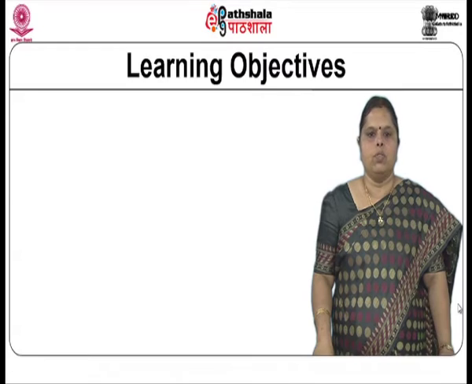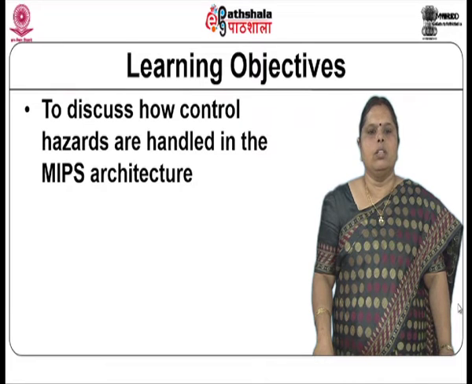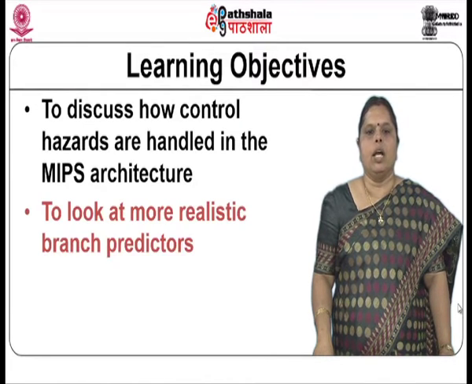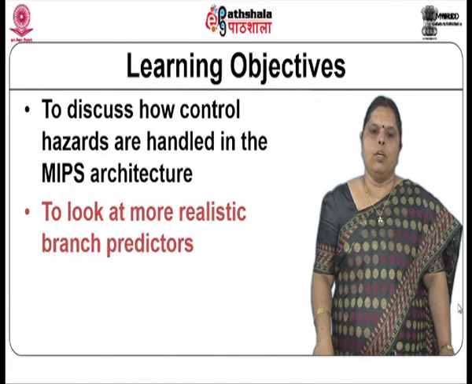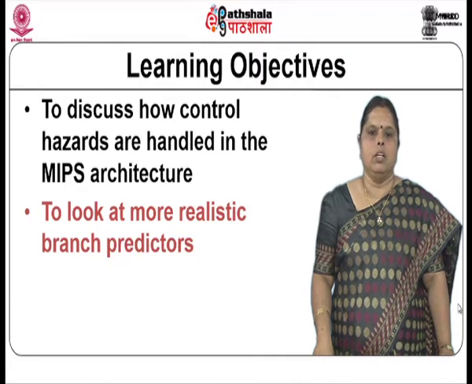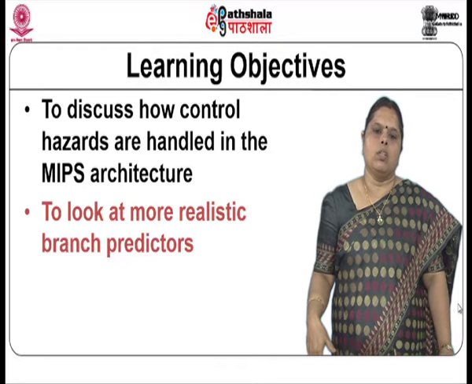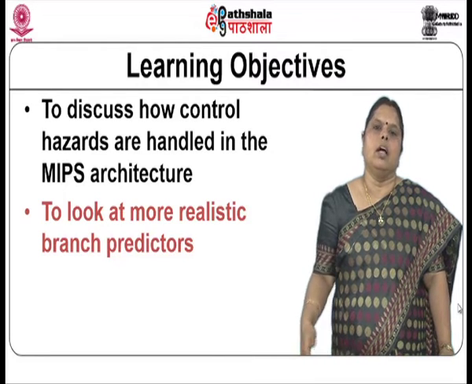So, the objectives of this module: we are going to discuss how control hazards are handled in the MIPS architecture. We are also going to look at more realistic branch predictors. In the previous module we looked at static prediction. In this module we are going to concentrate more on realistic branch predictors, namely dynamic branch predictors and variations of these predictors.